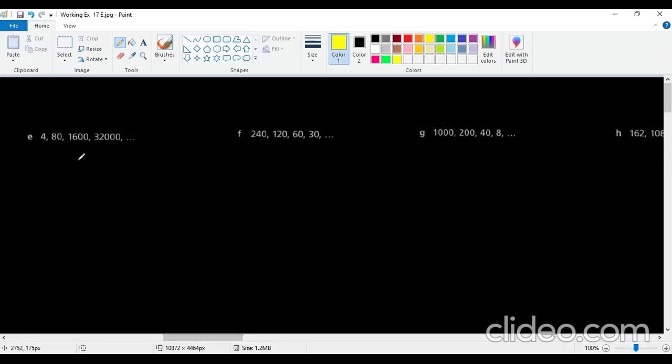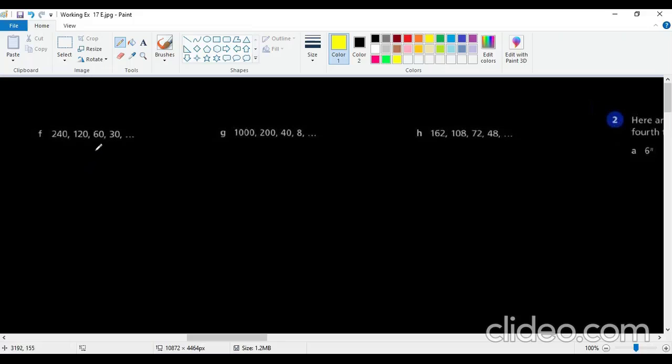Now comes question number E. In here you can see 4 is multiplied by 20 to give you 80. So the relation that you can see is exponential. So 80 times 20 is going to be 1600. That means this number also has to be multiplied by 20 to give you 32000, and then 640,000.